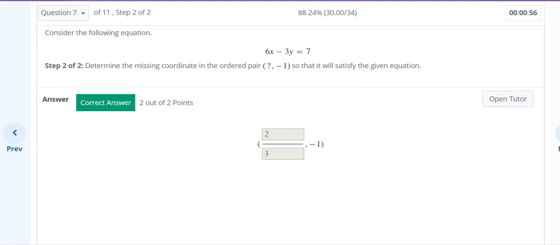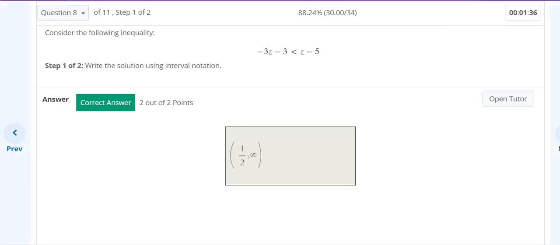Okay, going on. Now here is an inequality. So what method? You want to try to keep your variables positive. That way you don't have to reverse the inequality sign. So on this side it becomes a 3z plus 1z is 4z. And on this side becomes a positive 5, and that will give us a 2. And then we divide both sides by 4, and we get z is greater than 1/2.